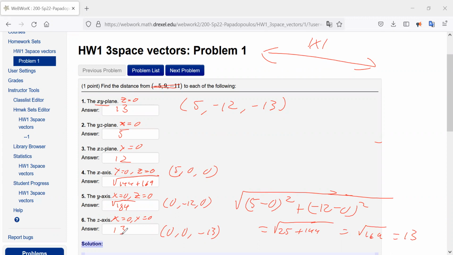So that is how you find all of these distances. Again, you're going to have a different point, but this is the exact system that you will go through to solve it.